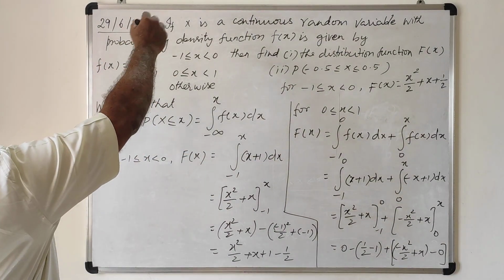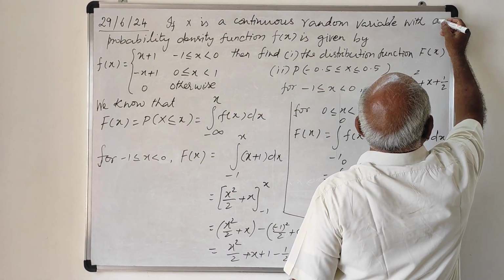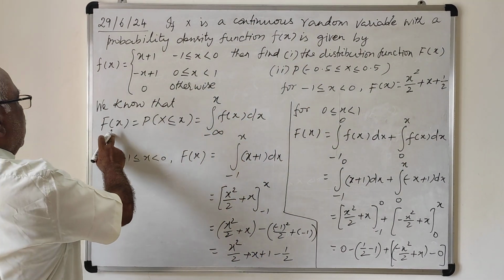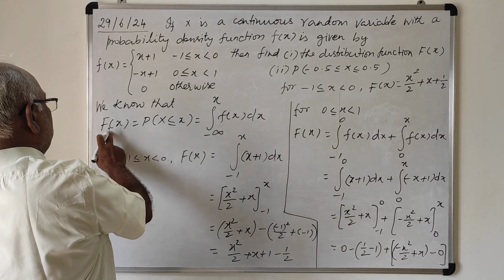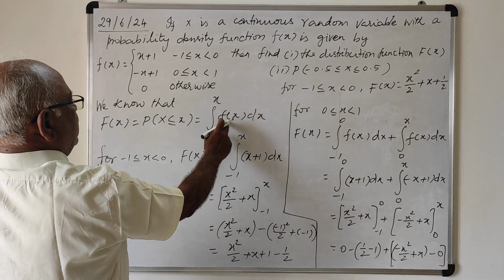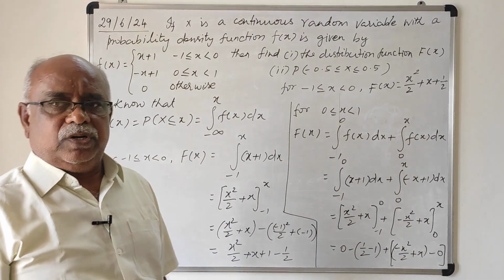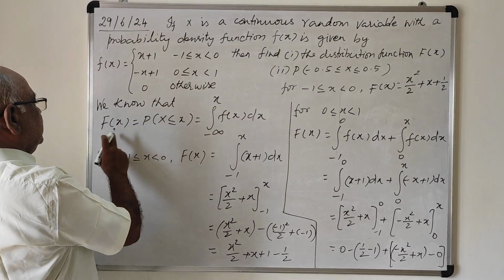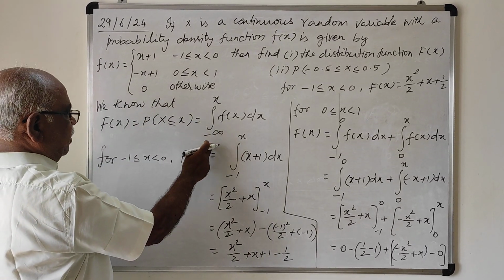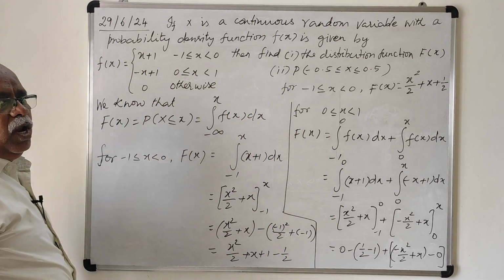So given this, if capital X is a continuous random variable with a probability density function f of x given by this, we know that the distribution function capital F of x is the probability of X less than or equal to x, from minus infinity to x, small f of x dx. This is the definition of the cumulative distribution function. That is, the distribution function capital F of x is nothing but the probability of X less than or equal to x, which is equal to the integral from minus infinity to x of the density function f of x dx. This is the formula we know.